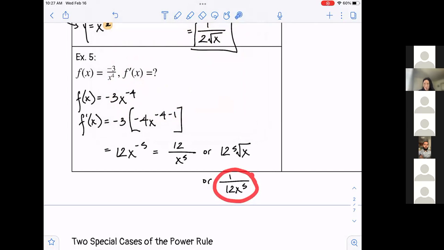What's wrong with this? The 12 is positive, not negative. Should it be on top? What's the power for the 12? 1. Yeah. The power here is 1. 1 is positive. So I have to keep that in the numerator. So this is incorrect because the negative 5 is not an exponent for the 12.